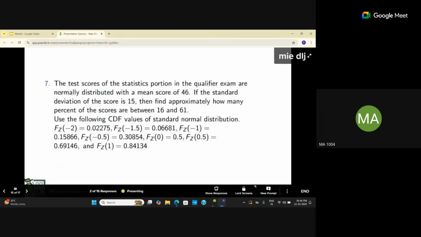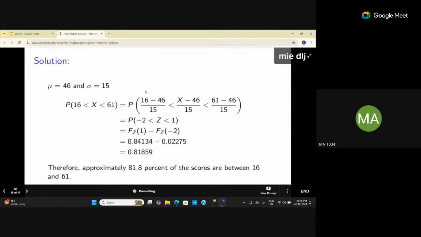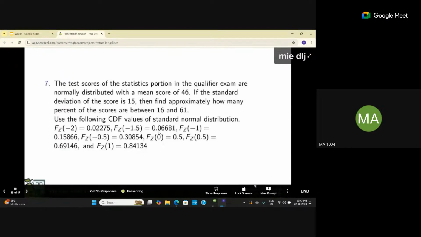It is given to you that test scores of the qualifier exam are normally distributed. So we have converted into the standard normal, z equals x minus mu by sigma. Yes, ma'am. So z will be between -2 and 1. So it will be F(1) minus F(-2), right? Yes, ma'am. And these values are given to you.